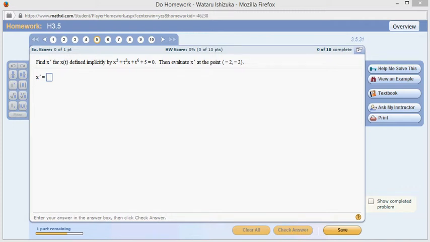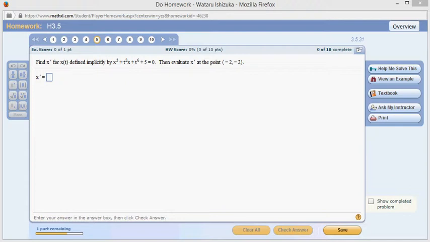Alright, let's look at homework 3.5, problem number 5. We want to find x prime from this equation: x cubed plus t cubed x plus t to the 6th plus 5 equals 0. Then evaluate x prime at the point (-2, -2). Alright, so let's do that.